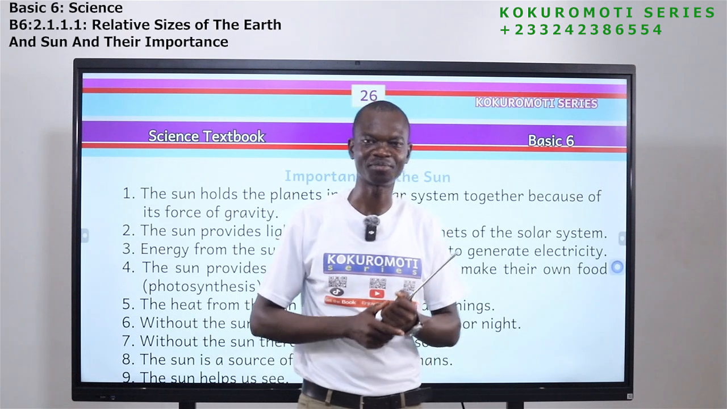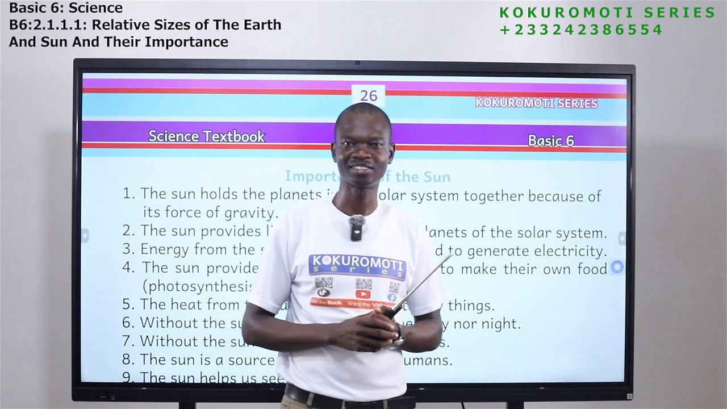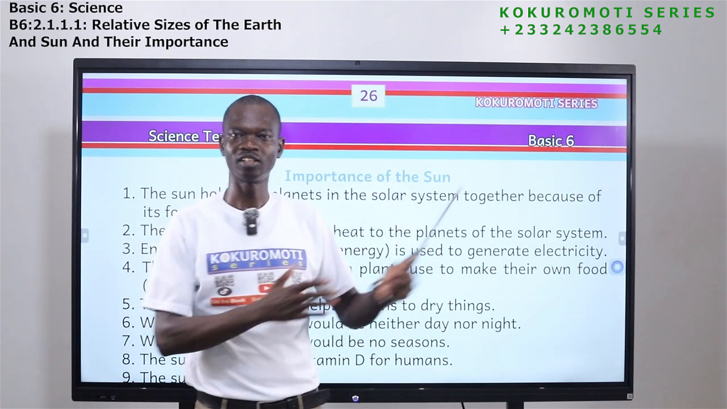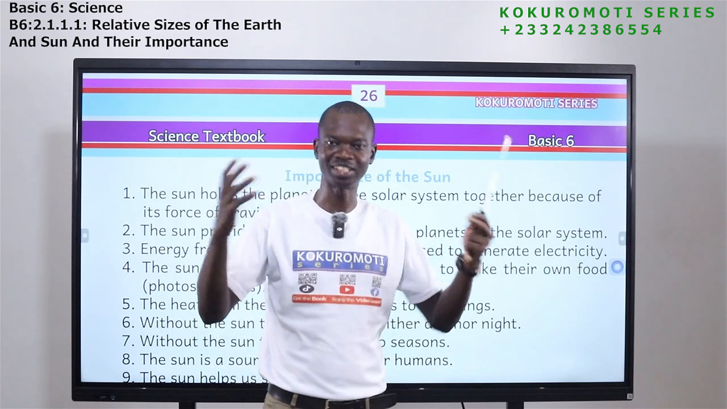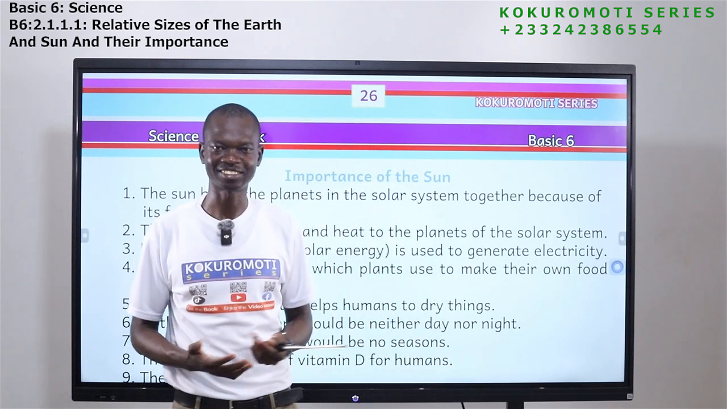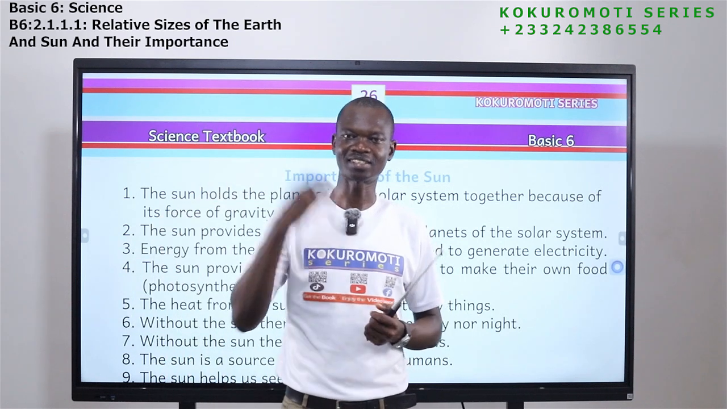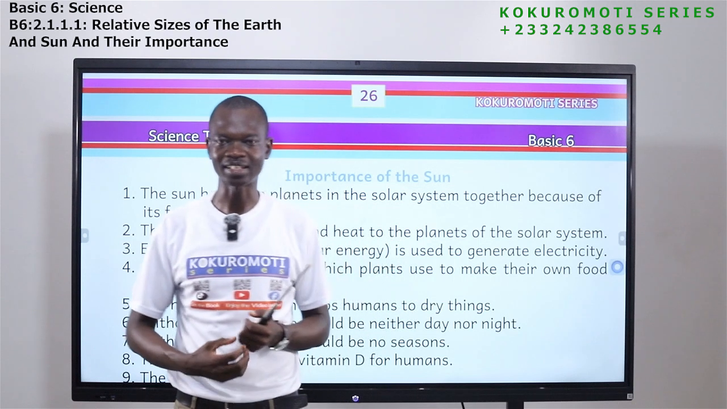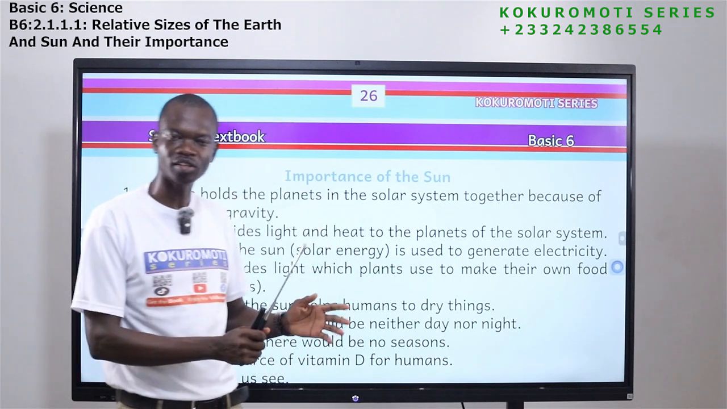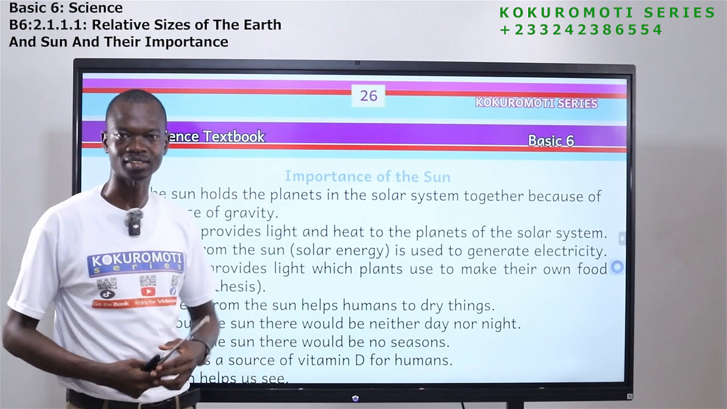What do you use the sun for? What are the uses of the sun? What are the importance of the sun? What do you get from the sun? If you want to dry your uniform, you use the sun, right? If you want to see, you use the sun. The sun is used for so many things. The sun helps us to see, helps us to dry our things. And because of technology, the energy from the sun is used to do other things.